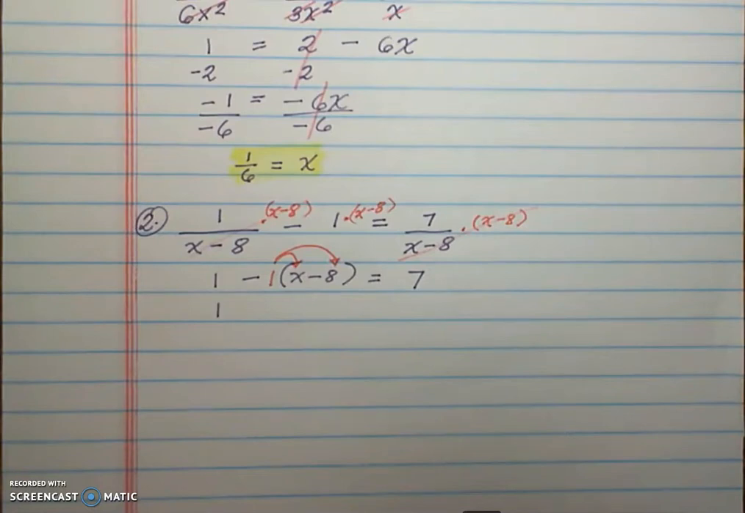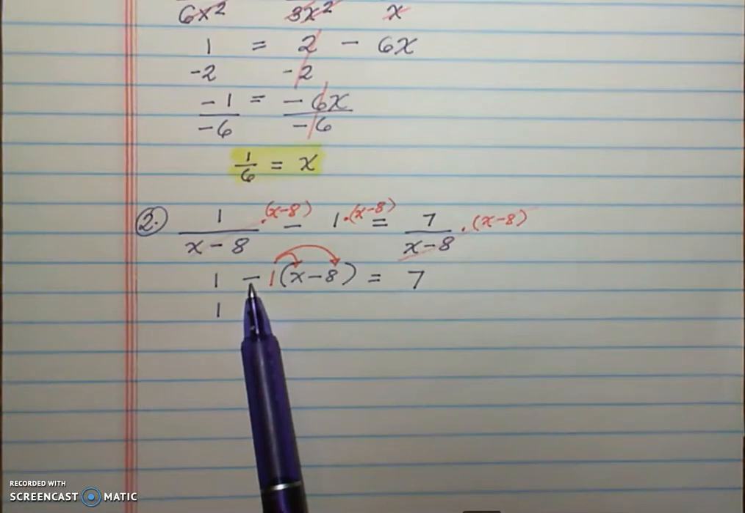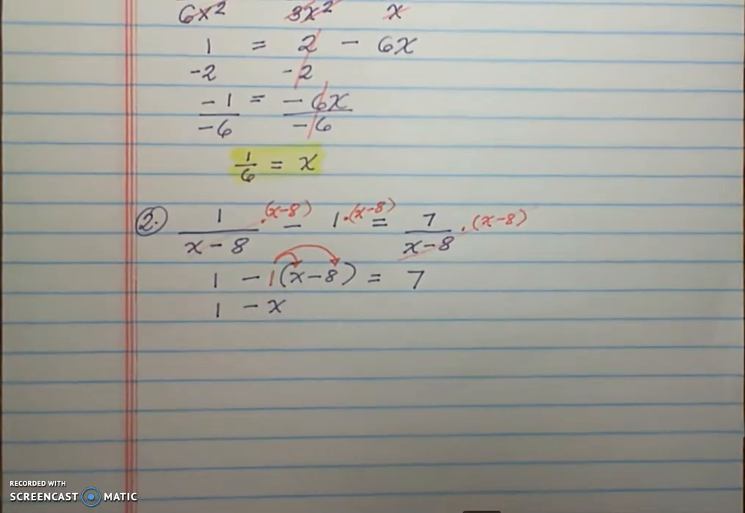Okay, so let's begin simplifying this. Copy down the 1 and then negative 1 times x is negative x. And then negative 1 times negative 8 is positive 8 equals 7.